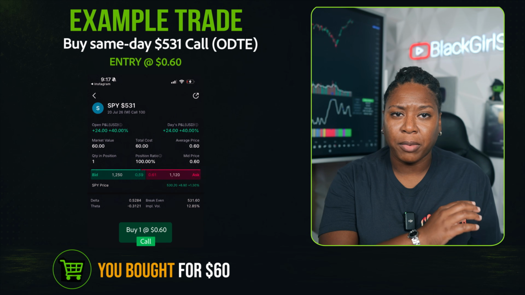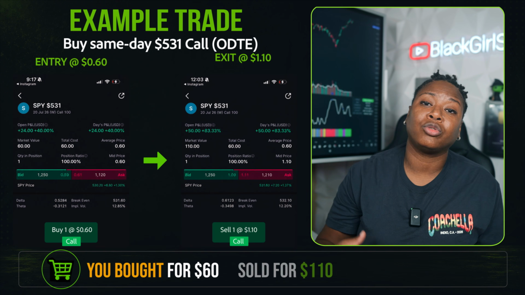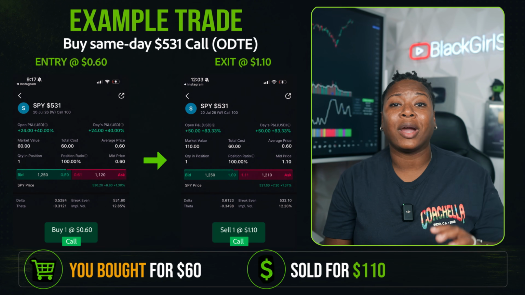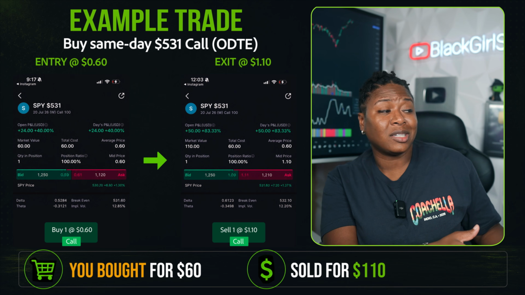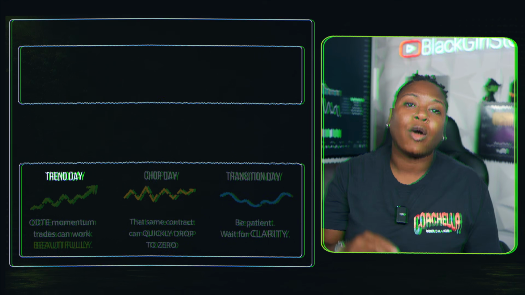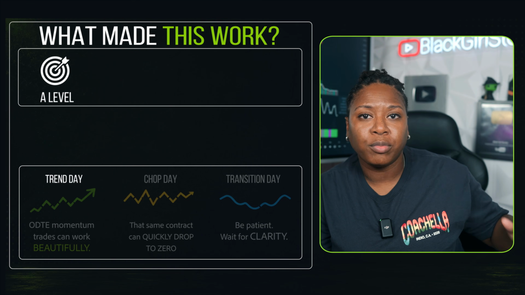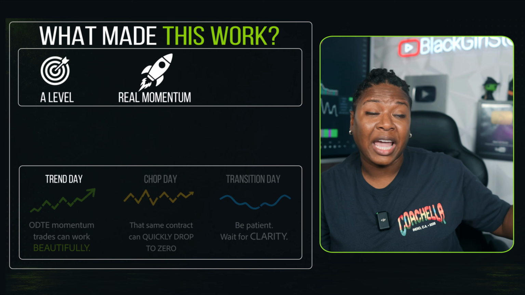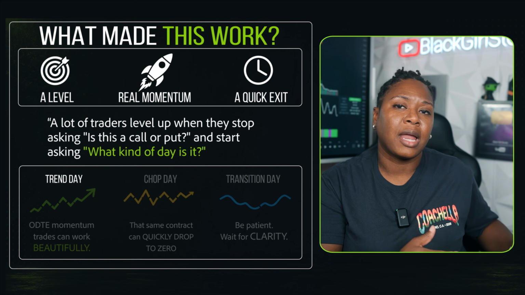So the SPY pops, momentum follows through, and that contract jumps to $1.10. And so right now you're looking at about $110 per contract. So essentially you made roughly $50 on one contract. And I want you to take note what actually made that work. You have a level plus real momentum and a fast exit, and you took profits quickly. That's it.